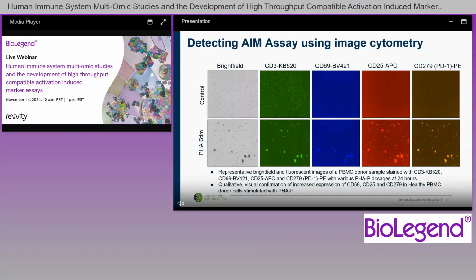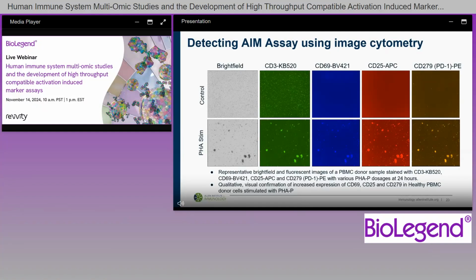We have our CD3, where we use KB520. For CD69, we used BV421. For CD25, we used APC. And for CD279, we used PE. And again, we sourced all of these antibodies from BioLegend.